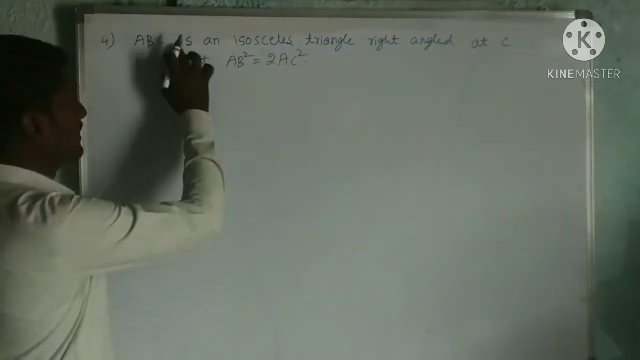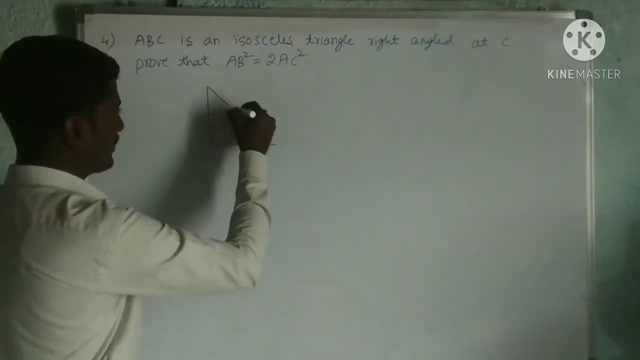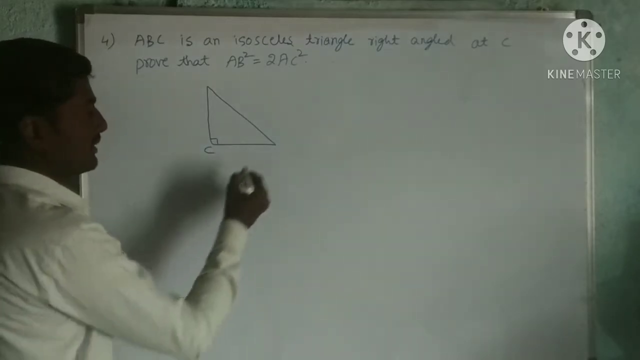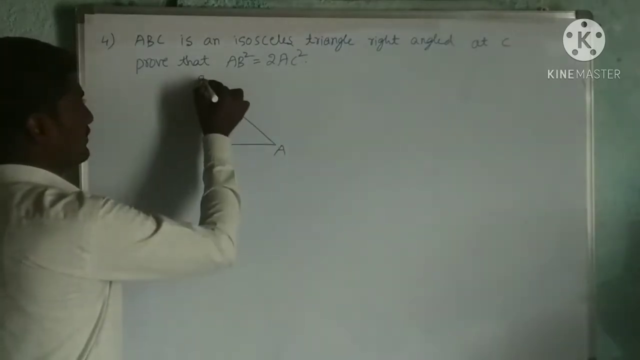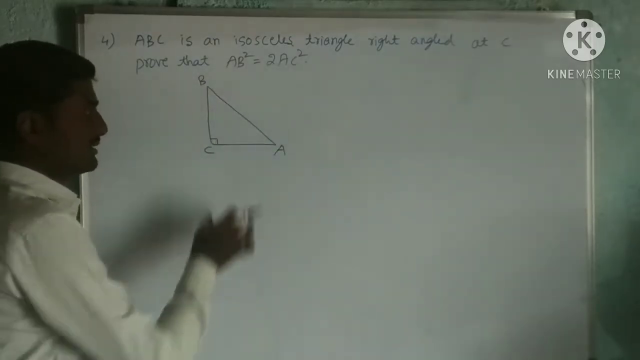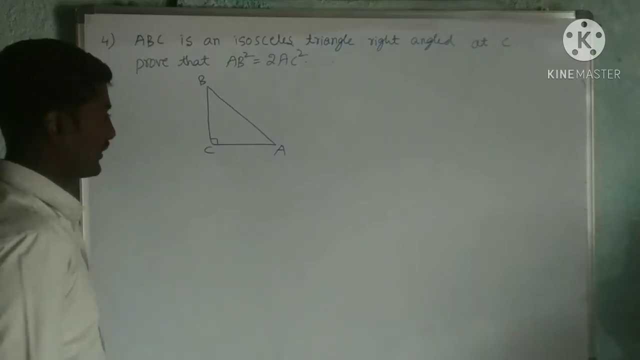So let us take ABC, a right angled triangle, right angled at C. Now this is C I'll take, this is A, this is B. Now we have to prove this. Since it is a right angled triangle, I can apply Pythagoras theorem for this.